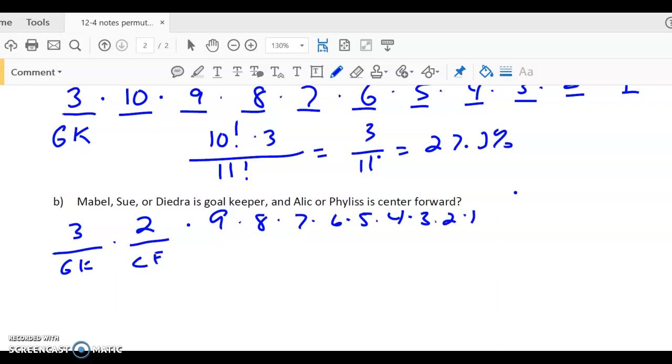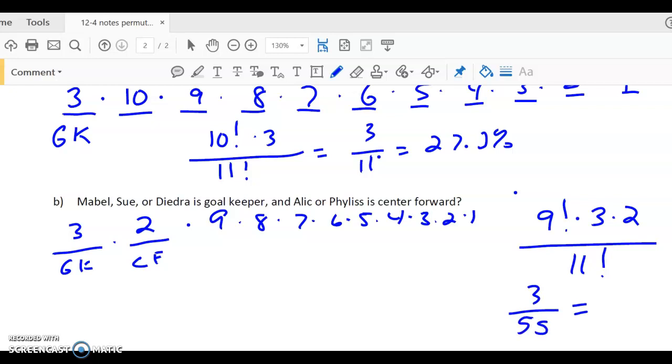So if we do the math for the probability, we have 9 factorial times 3 times 2 all over 11 factorial, which is 3 out of 55. Again, if you like percents, it's about 5.5%.